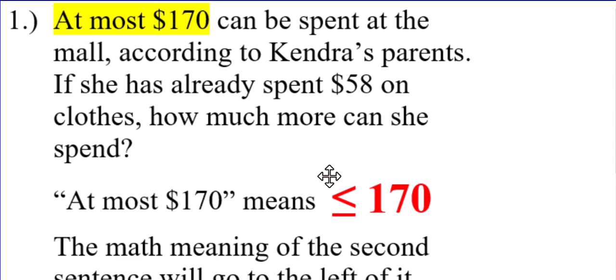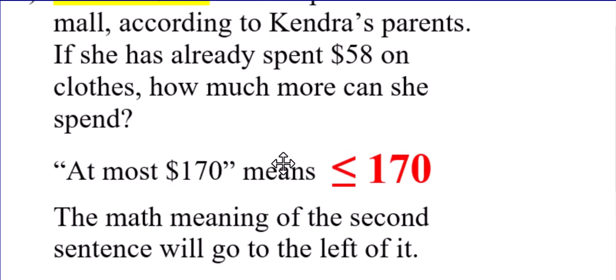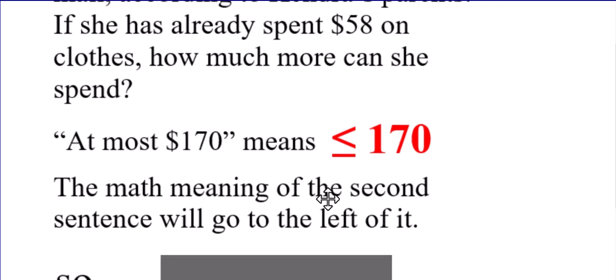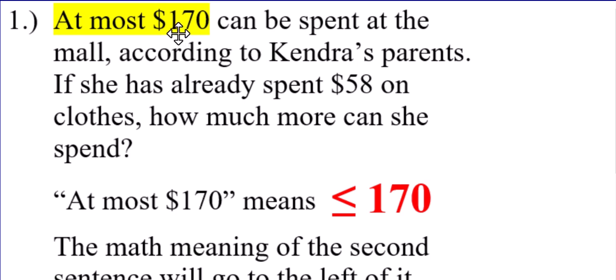If you write it on the left side, you're doing it backwards from how it was in the sentence. That's really important, believe it or not. So, that part must stay the same. So what's going to go on the left? Well, keep reading. The math meaning of the second sentence will have to go to the left of it, because the first sentence gave us the phrase at most 170. That was the inequality symbol and the 170. But the next sentence, whatever it means, will end up being written on the left side of this less than or equal to symbol. So what are we talking about?